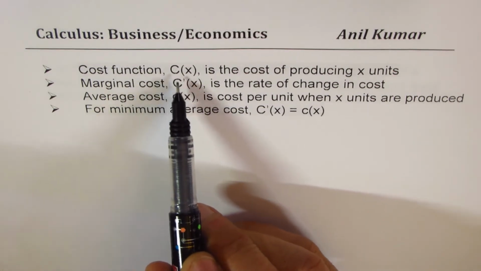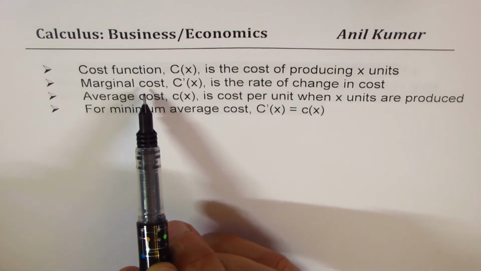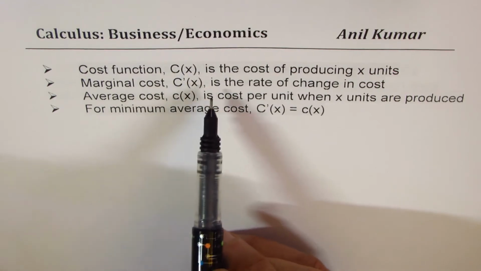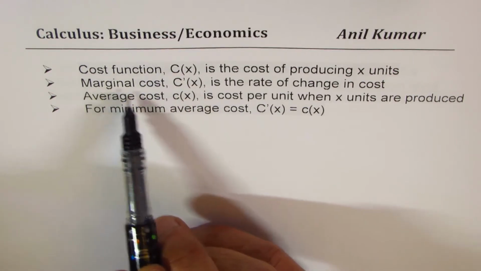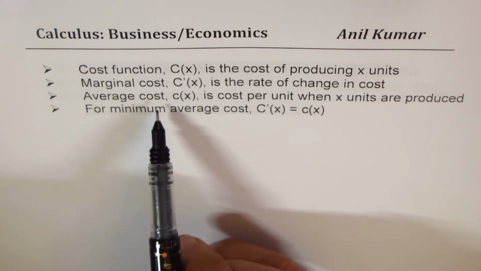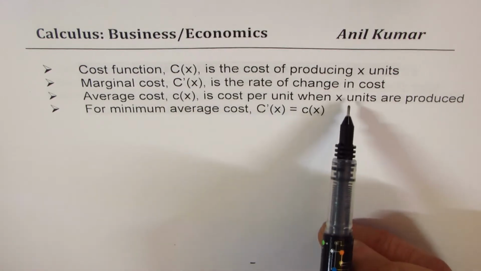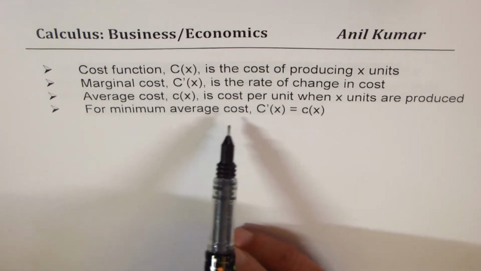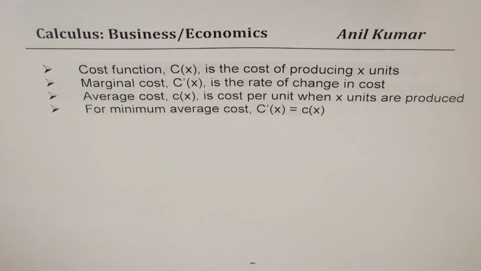Cost function capital C of x is the cost of producing x units. Then we have marginal cost, which we will designate by the derivative of the cost function, C prime of x. It is the rate of change of cost, right? So it makes sense. Capital C's are being used for cost and marginal cost functions. Average cost, lowercase c of x, is cost per unit when x units are produced. And this is a condition: for minimum average cost, marginal cost is equal to average cost. We'll derive and prove this in a minute.